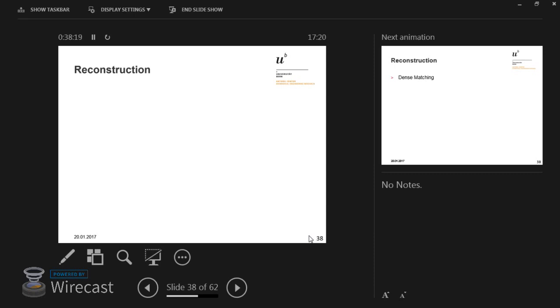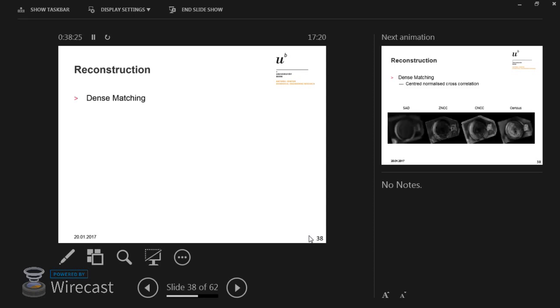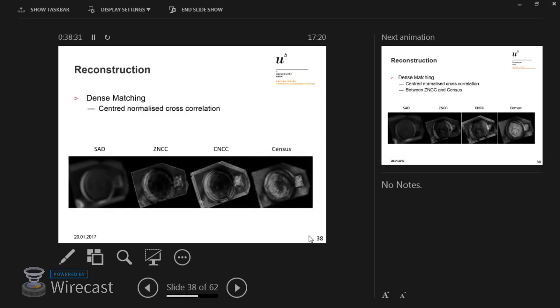Then, in the dense reconstruction, and I believe this is the very last one of the side steps, I found that we could combine the normalized cross-correlation with the principle of the census filter, which is to look at the signal relative to the central point of the window. And this is called the centralized normalized cross-correlation, the centered normalized cross-correlation.